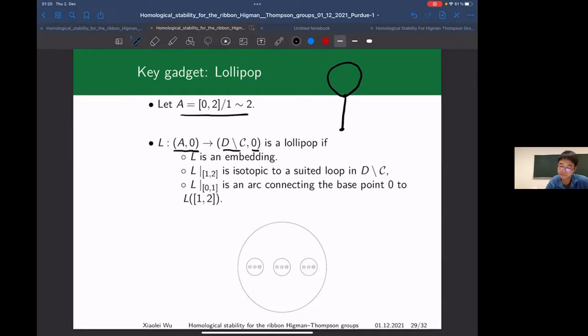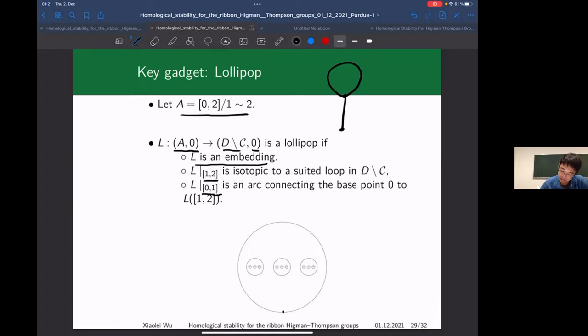It maps the base point to the base point and satisfies: L is an embedding. And then you want L(1) to map to one of these suited loops. These suited loops are loops coming from this pants decomposition, the boundary of these pants, which comes from the rigid structure. And then the [0, 1] part is just an arc. So in the picture, I draw the rigid structure in a different way.